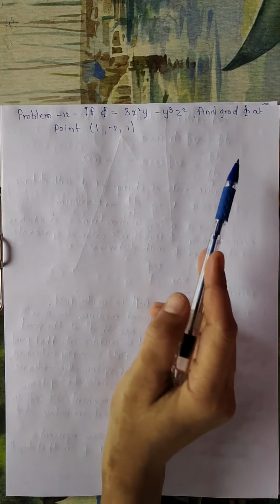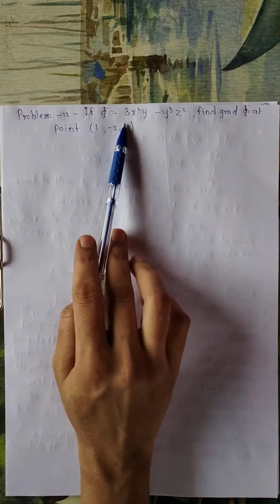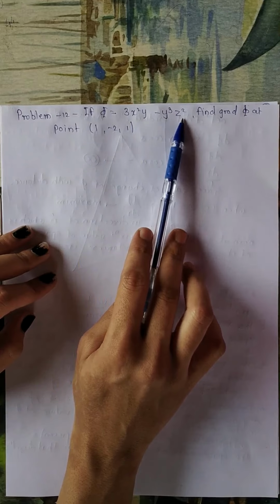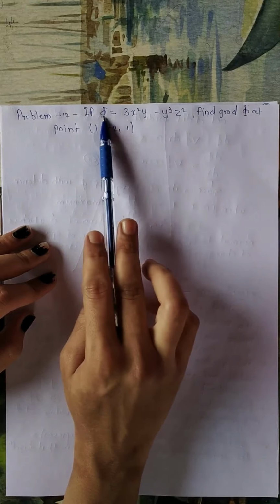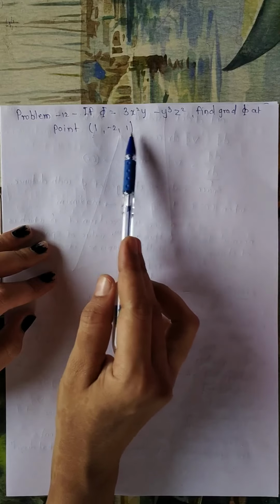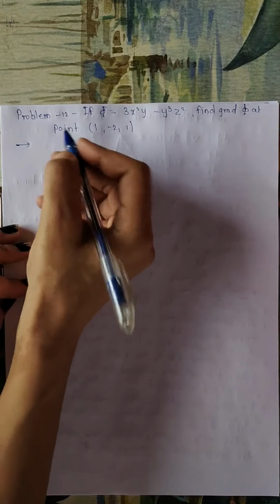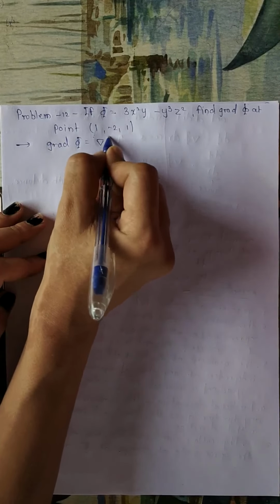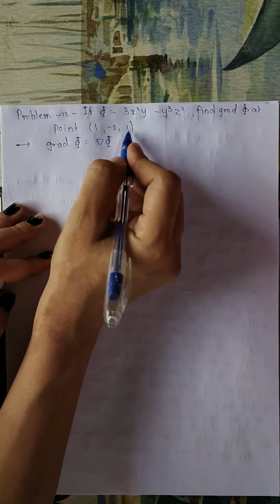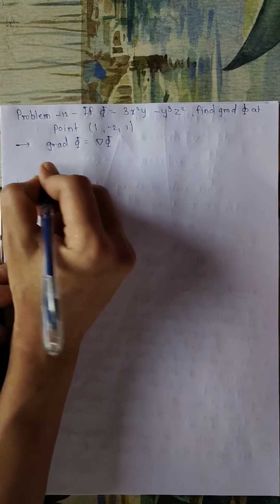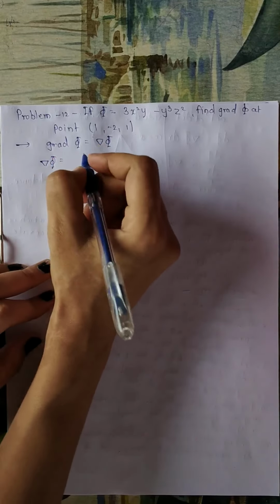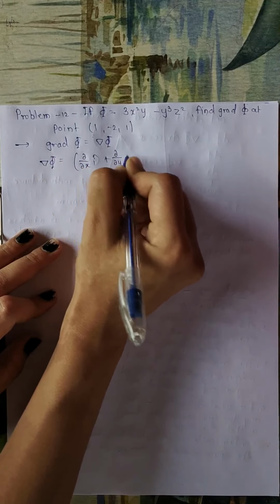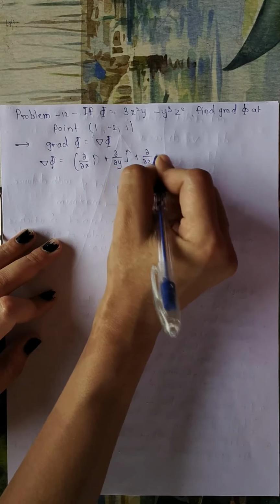So the first problem based on this is problem 12 from the book, in which they have given us phi, which is 3x square y minus y cube z square, and they have asked us to find the gradient of this phi at the point 1, minus 2 and 1. So first we have to find the gradient of phi, that is del phi, and we have to put the values of x, y, z as 1, minus 2 and 1 respectively. So let's find del phi. Now the value of del is dou by dou x i cap plus dou by dou y j cap plus dou by dou z k cap.